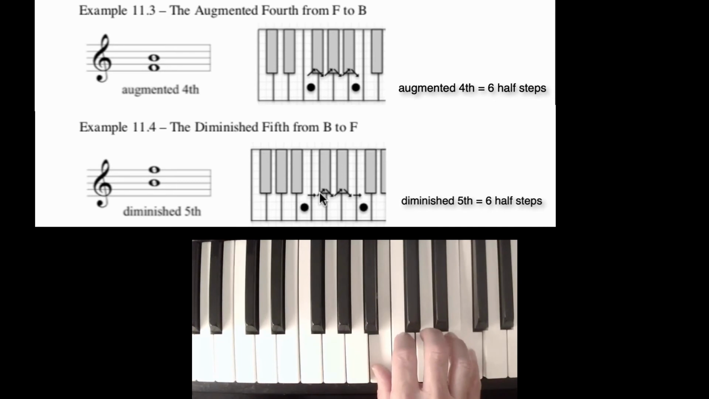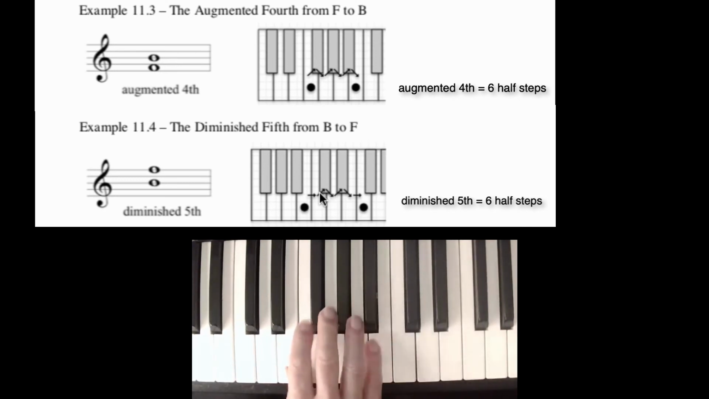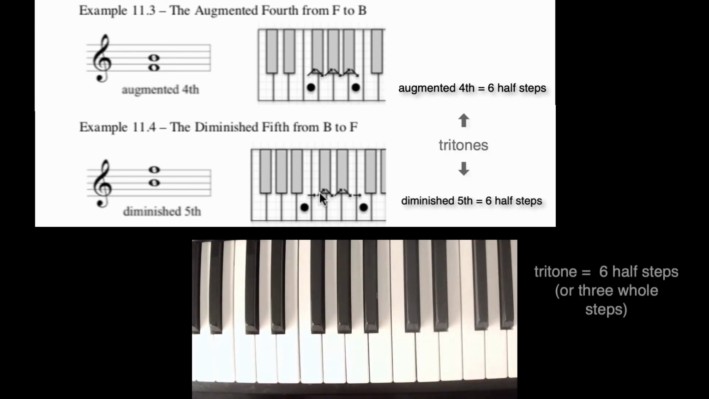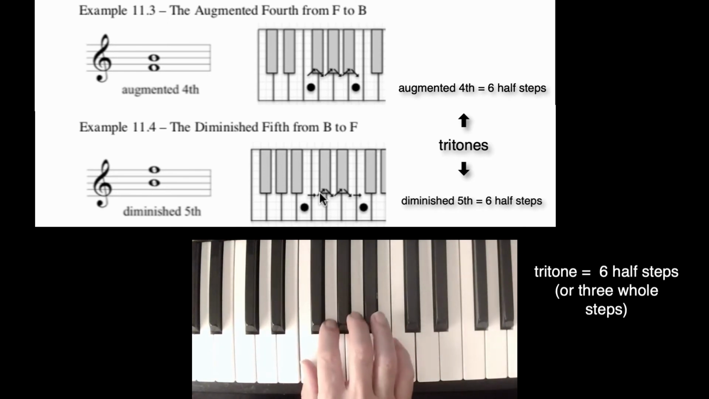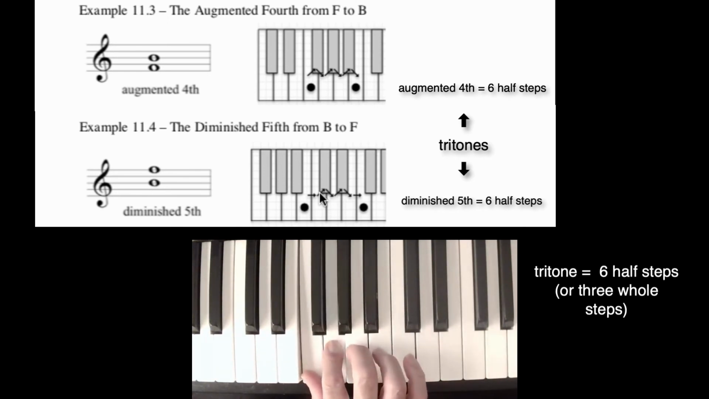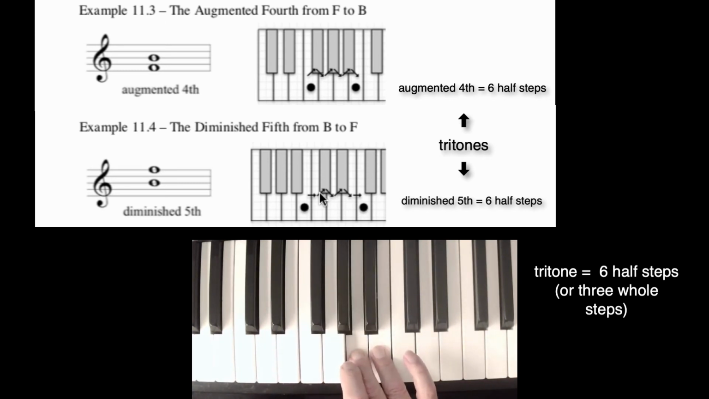This diminished fifth, therefore, has the same kind of sound with 6 half steps as the augmented fourth. They are both called tritones because they are 1, 2, 3 major seconds involved, or 3 whole steps. That gives it the name tritone, which is the same as 6 half steps.